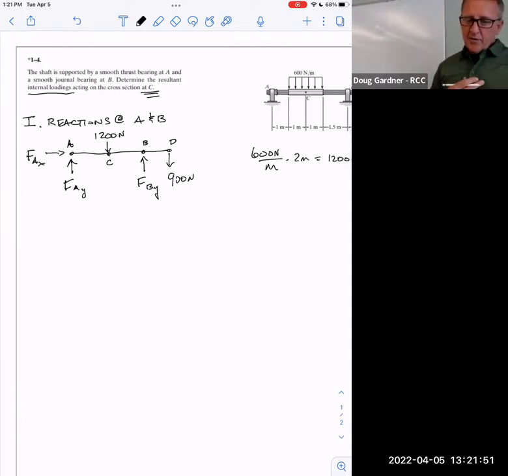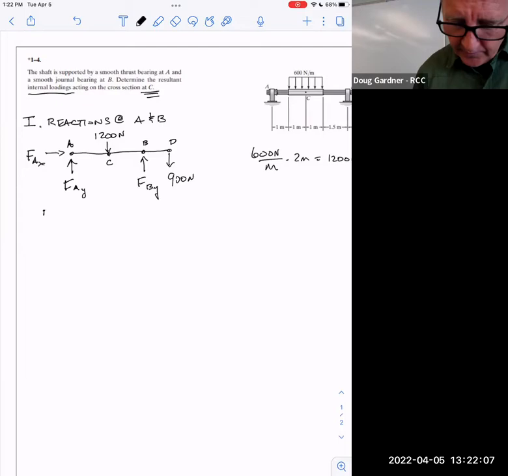And we saw last term that it's not going to do me any good to do the sum of the forces in Y, because I just know that those two have to work together to defeat 2100 down, but I don't know how much goes to each one. And so that's going to be a dead end. Whereas the sum of the moments is going to allow me to actually answer this question.